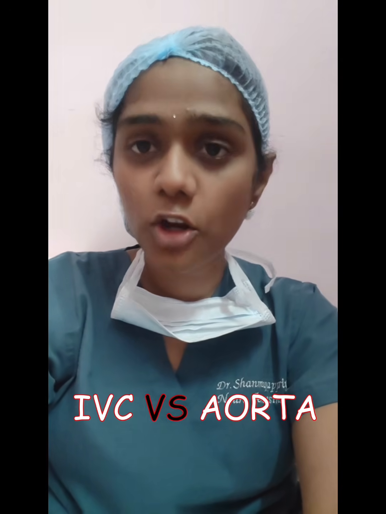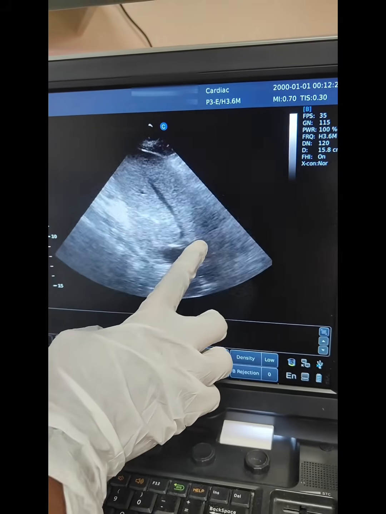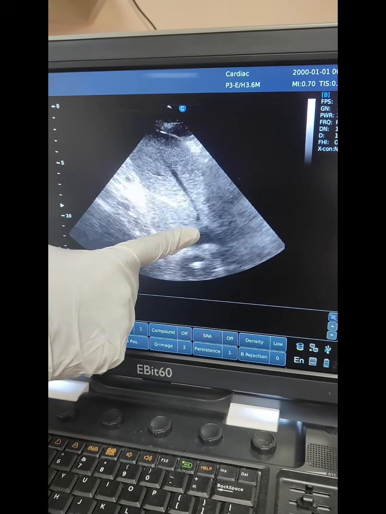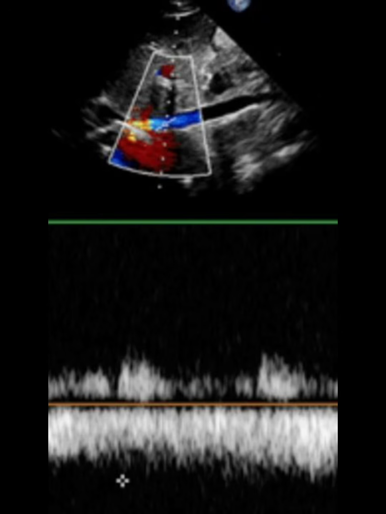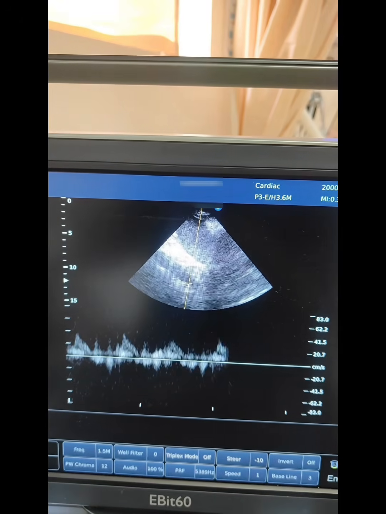At times we tend to get confused whether it is IVC or aorta. IVC usually drains into the right atrium and hepatic vein drains into it. And also if you put a pulse wave Doppler over IVC, it shows a continuous Doppler pattern, whereas if you place it over aorta, it will show a nicely pulsatile pattern.